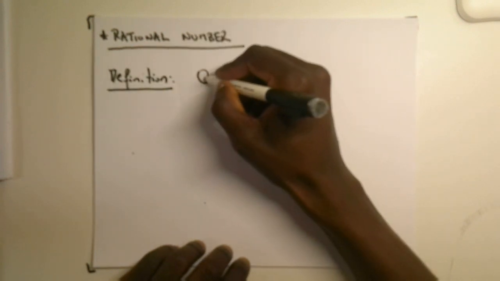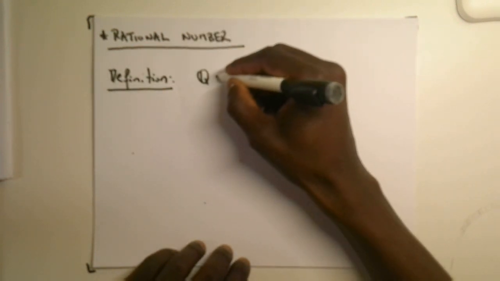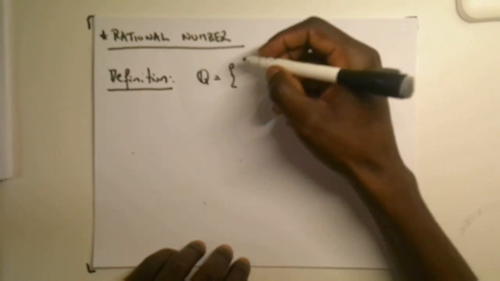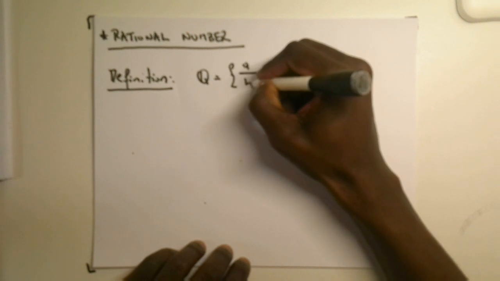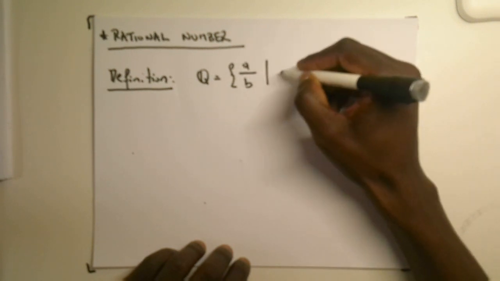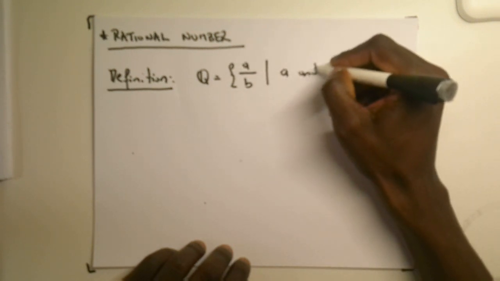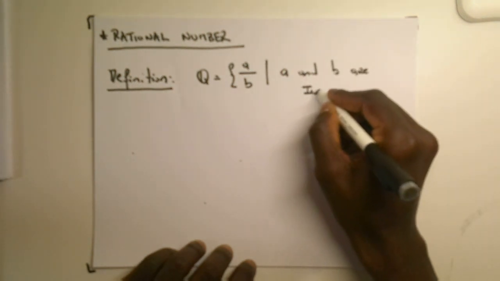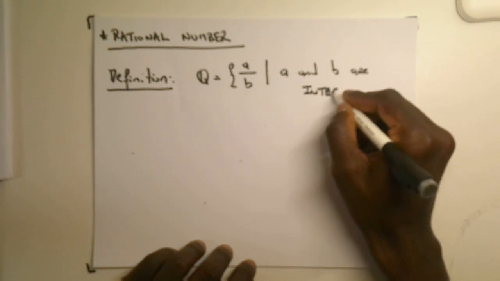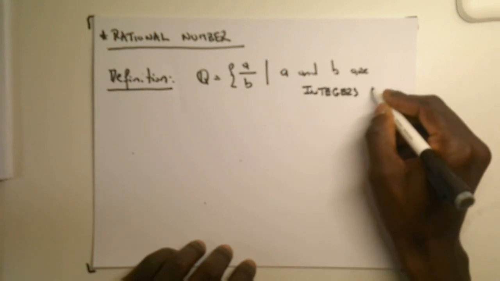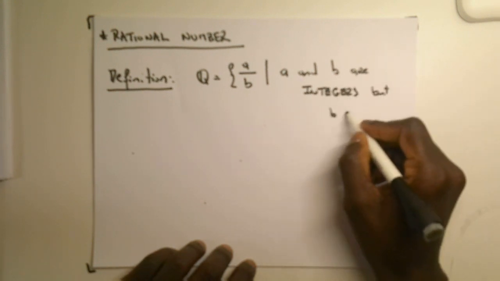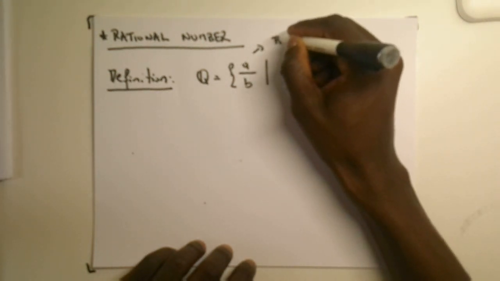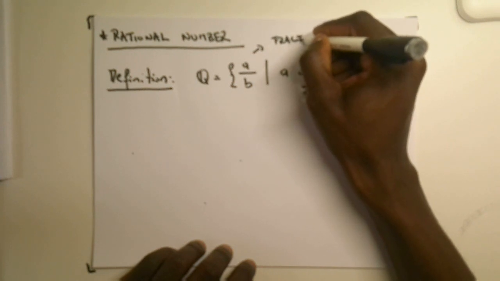says that we can label it as the letter Q, and the numbers inside of this set form an ordered pair, A over B, such that A and B are integers. However, B cannot equal 0. So this forms a fraction, or sometimes we say a quotient.